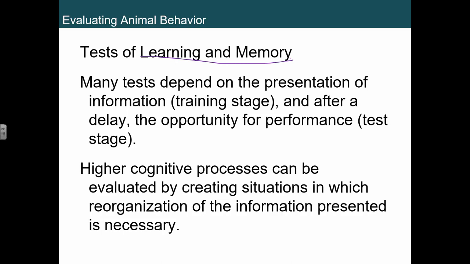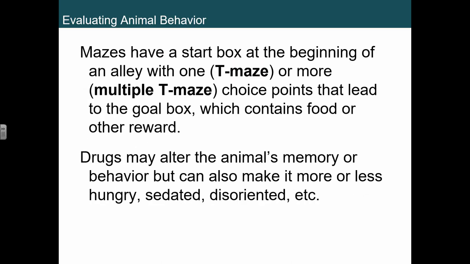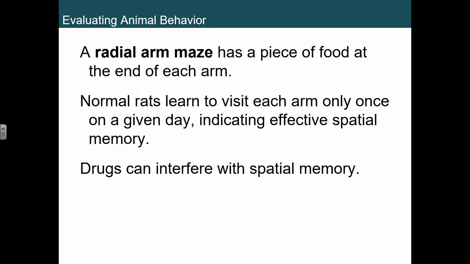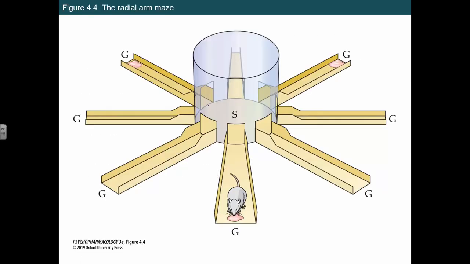What about learning and memory? If we wanted to measure that, one of the things we can do is mazes, right? I think it's called T-mazes. There are other kinds of mazes, radial arm mazes. This is a radial arm maze, and this particular one has sort of 8 arms.